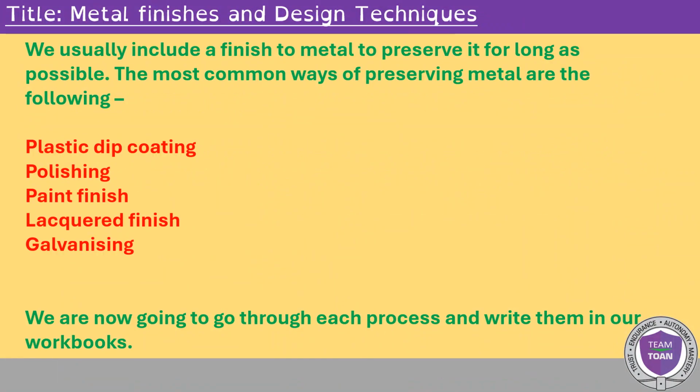Okay, now we are going to talk a little bit about metal finishing. We usually include a finish on metal to preserve it for as long as possible. The most common ways of preserving metal are the following: plastic dip coating, polishing, paint finish, lacquered finish, and galvanizing. We are now going to go through each process and write them down in our workbooks. Well, you are just going to listen to me talk about it.